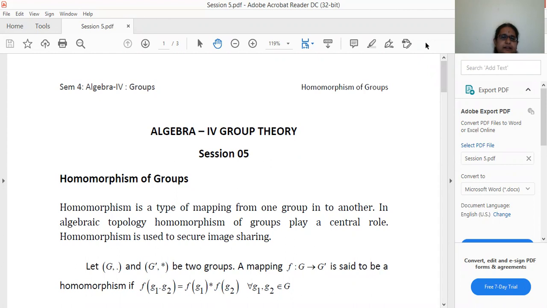In algebraic topology, homomorphism of groups plays a central role. It is also used to secure image sharing. So it has many applications in real life.